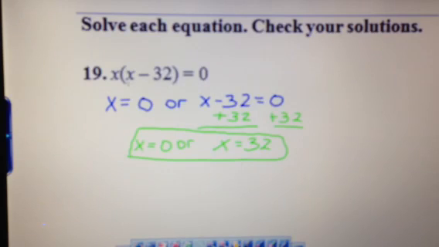It checks. If x was 32, our second possibility, our second solution, we put 32 in here, we'd have 32 times, and then in parentheses we'd have 32 minus 32, which is 0. 32 times 0 is 0, it checks.